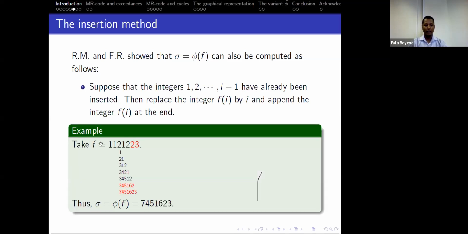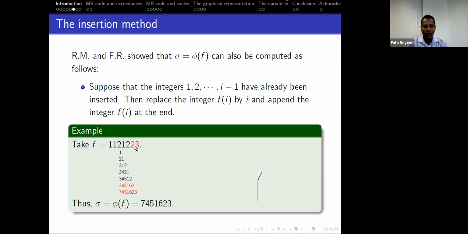So take the example here, f is 1, 1, 2, 1, 2, 3, 5, 3. If you assume that already the first 5 integers are inserted, then we have f6, which is equal to 2. So you look at the integer 2 in this permutation. I hope you can see my cursor here. In this permutation, 3, 4, 5, 1, 2, there is 2 here at the end. Then you replace this by 6 and append 2 at the end. That is how the insertion method works.